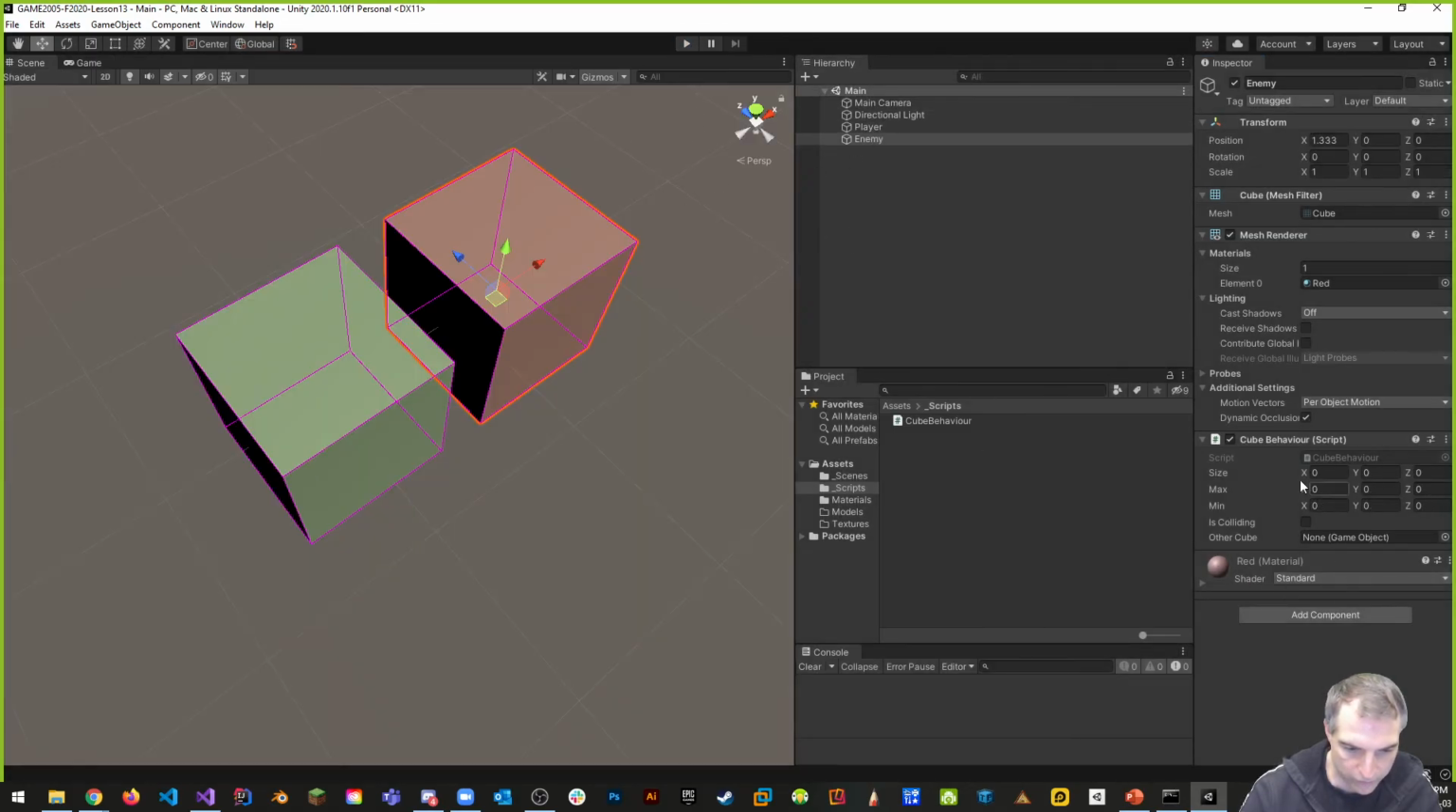Now we're in play mode, so that won't hold. Let's try it again. So player, drag and drop the enemy, and enemy, drag and drop the player. We have one script we're using right now for both. Again, this is not the most efficient thing, but we're just trying to get you to think about how this all works. All right, let's move on.